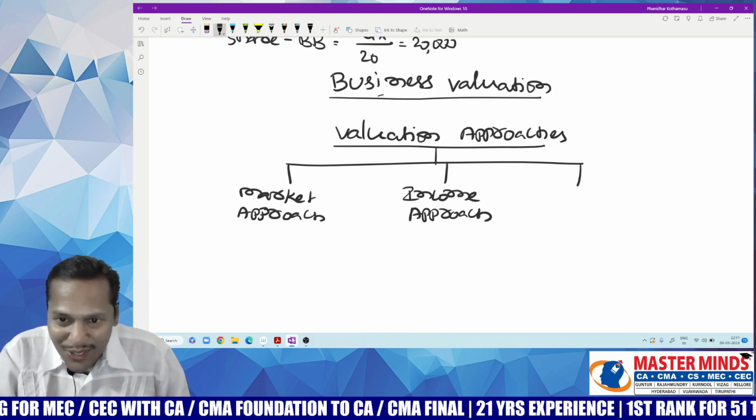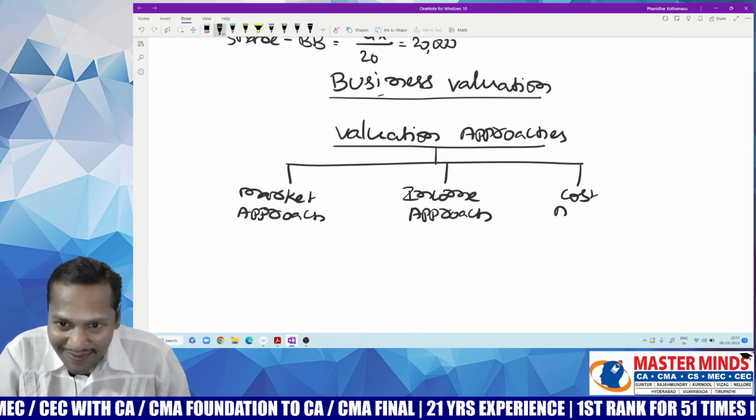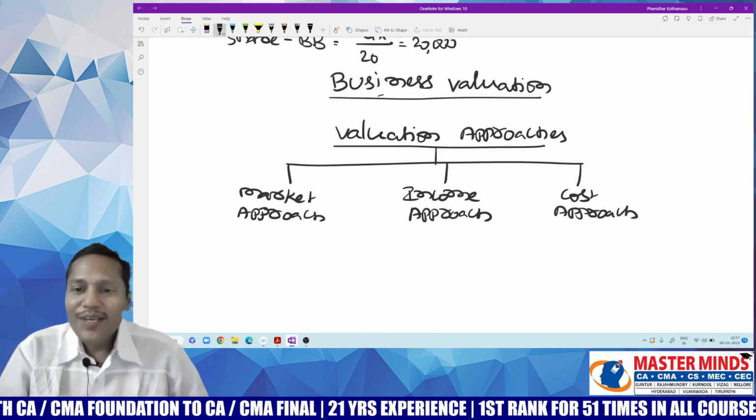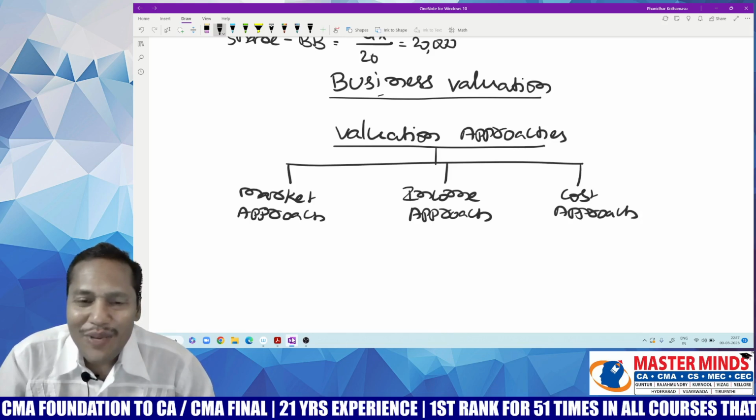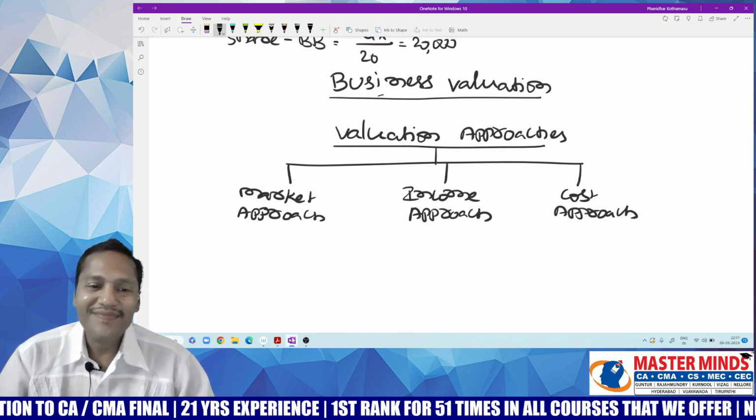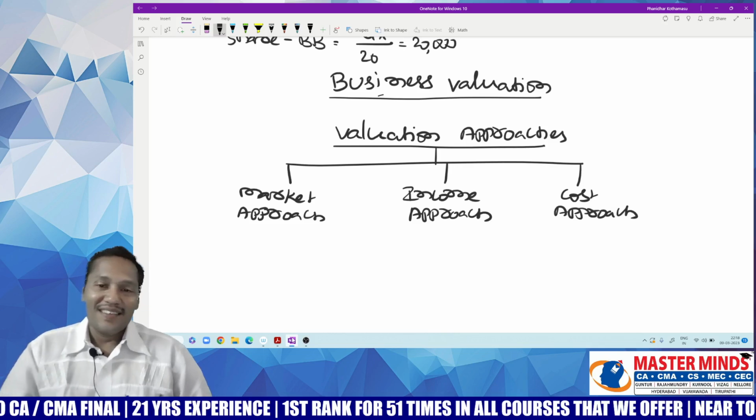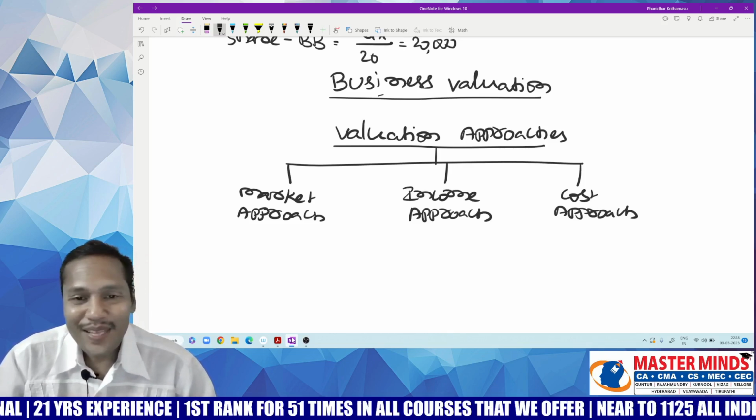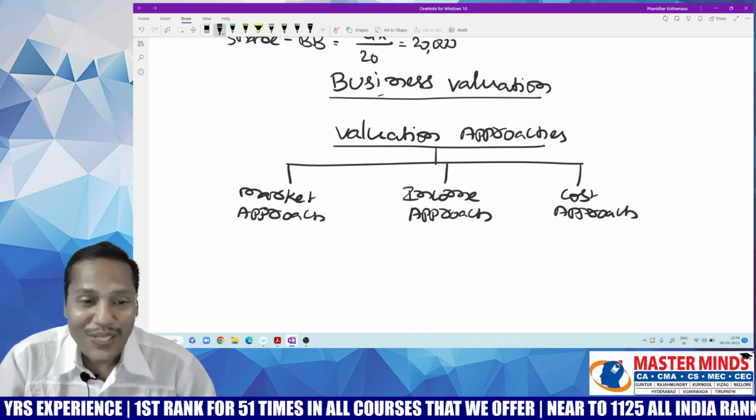The next one is cost approach. This is the cost of creating a similar business. These are the three valuation approaches as part of a business valuation.